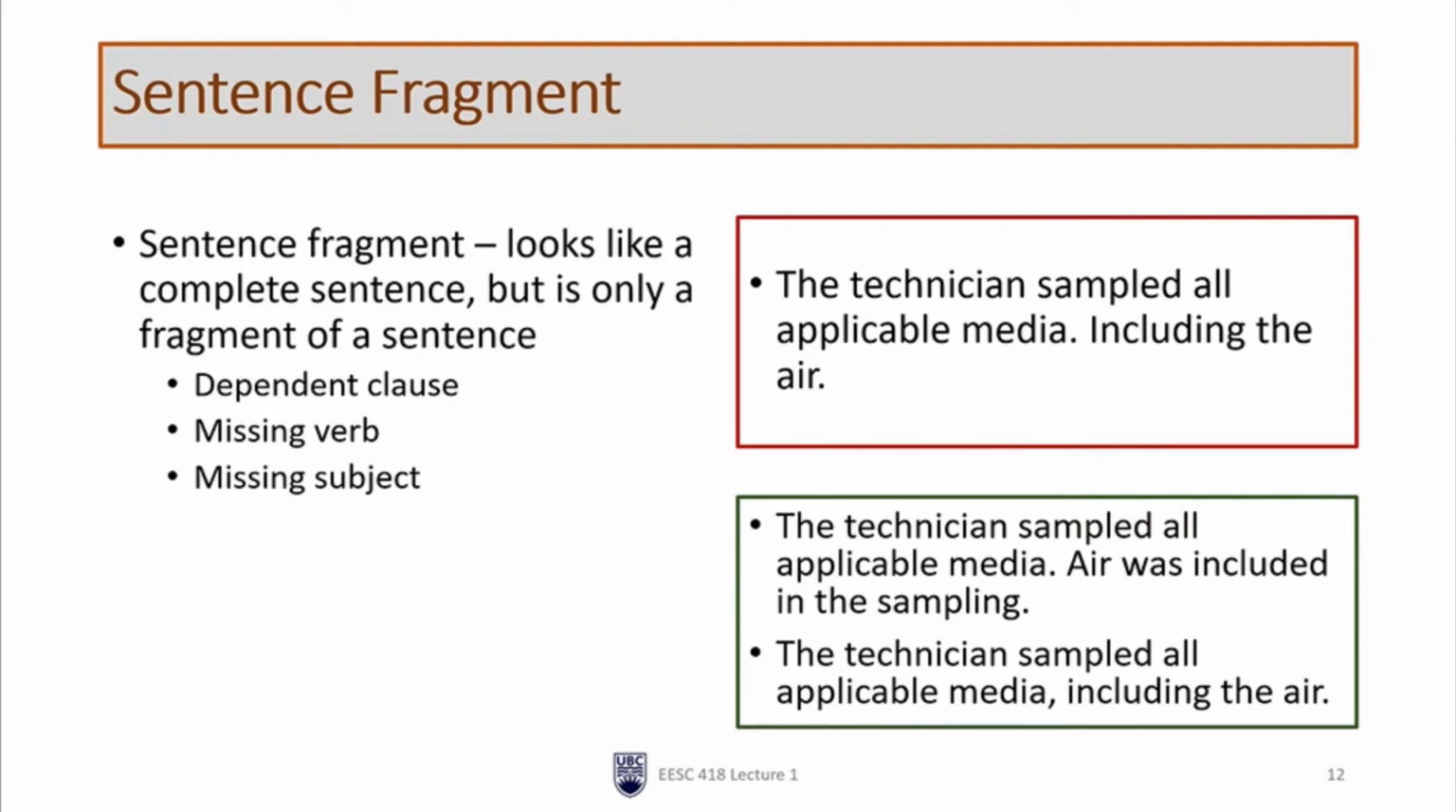The technician sampled all applicable media. Air was included in the sampling. So in this example, air was included. We have a subject and a predicate. The second corrected sentence has the dependent clause included in the same sentence as the independent clause. And as we mentioned earlier, it's separated by a comma.